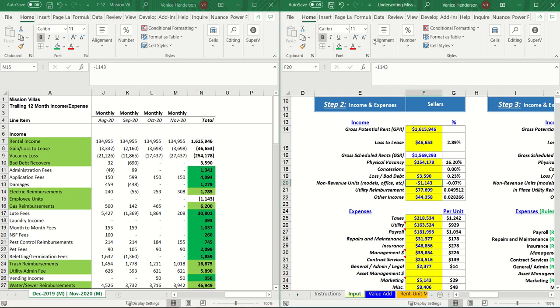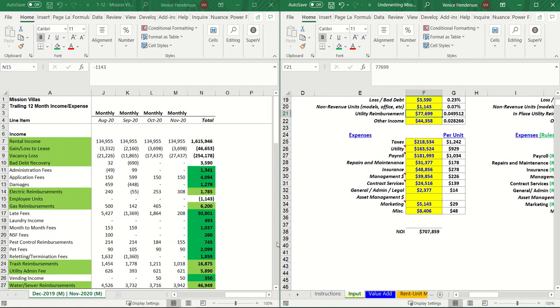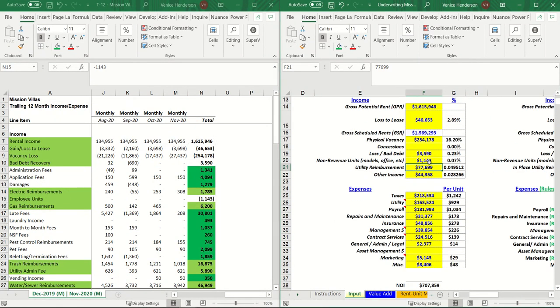Okay, so again, that negative thing might be messing this up. Actually just reduced it. I don't know if we can include that as income because it's definitely not income. It's negative. So I'm going to make that a negative.